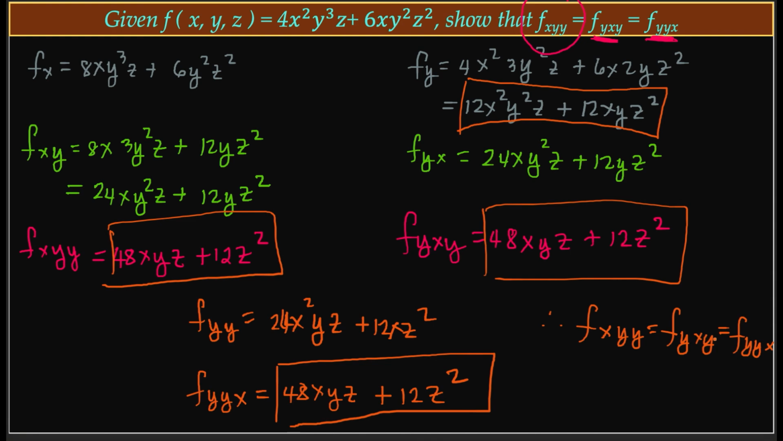So these are a few examples which show that the mixed partial derivatives of a function are equal.